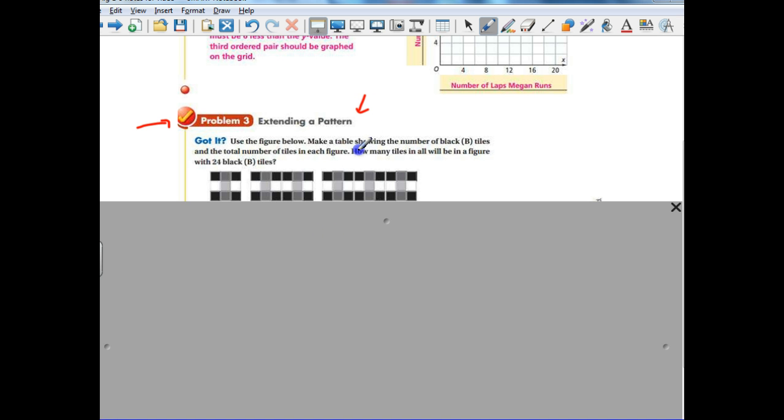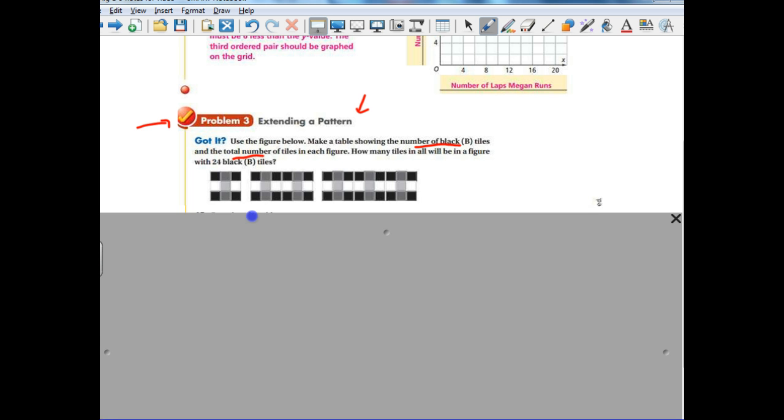There's a table. It says, make a table showing the number of black tiles and the total number of tiles in each figure. How many tiles in all will be in a figure with 24 black tiles? So let's look at what's going on here.